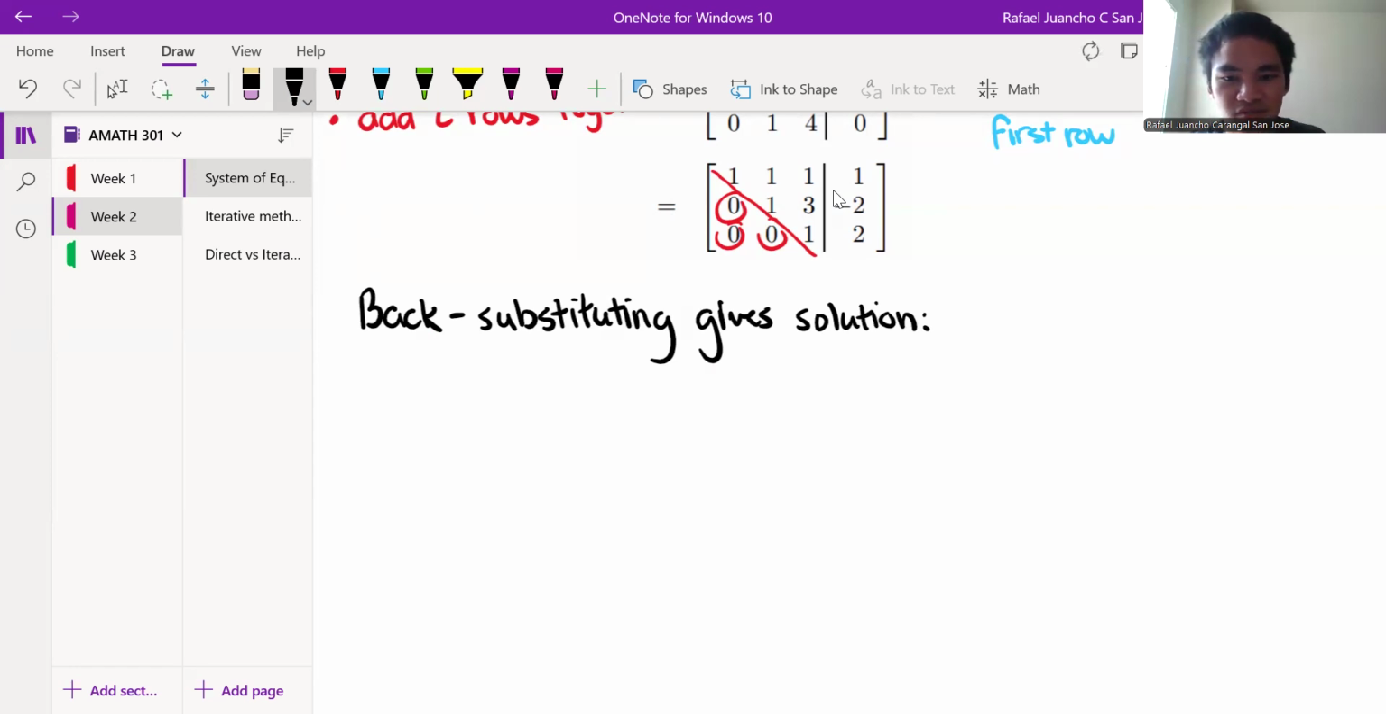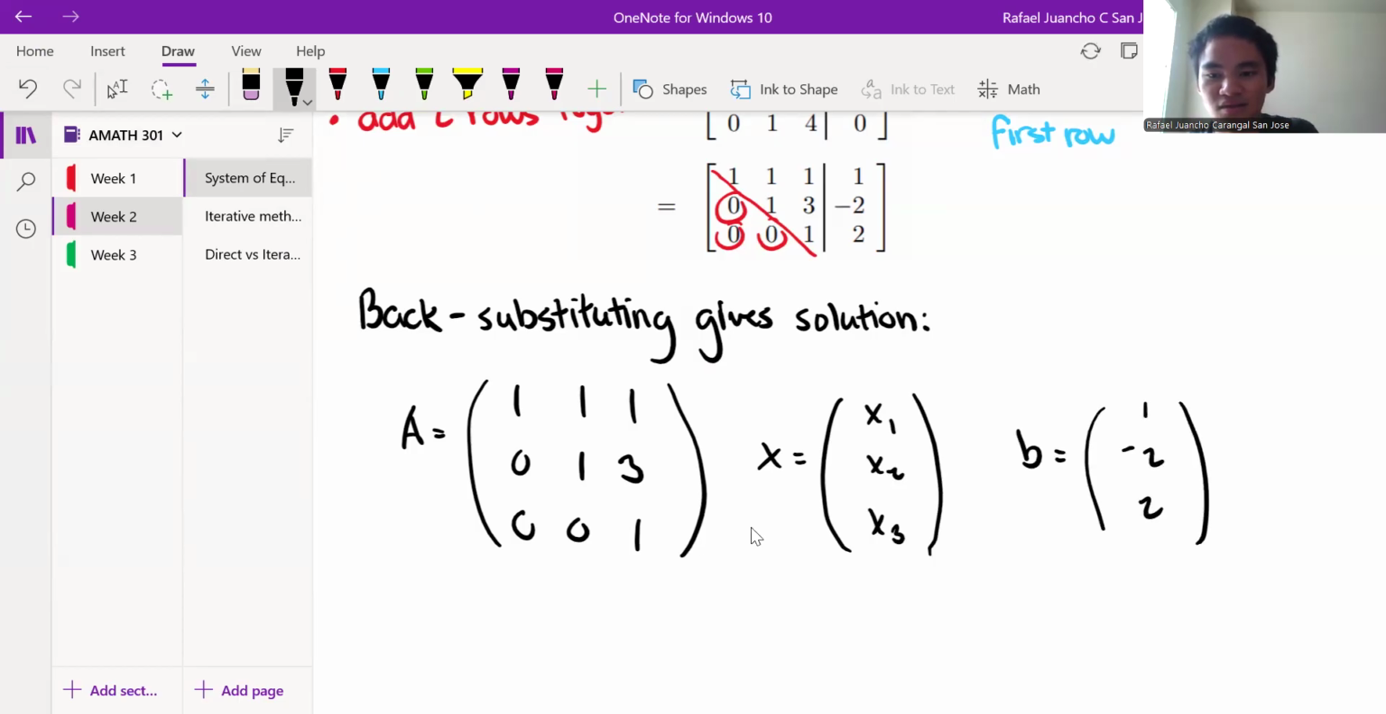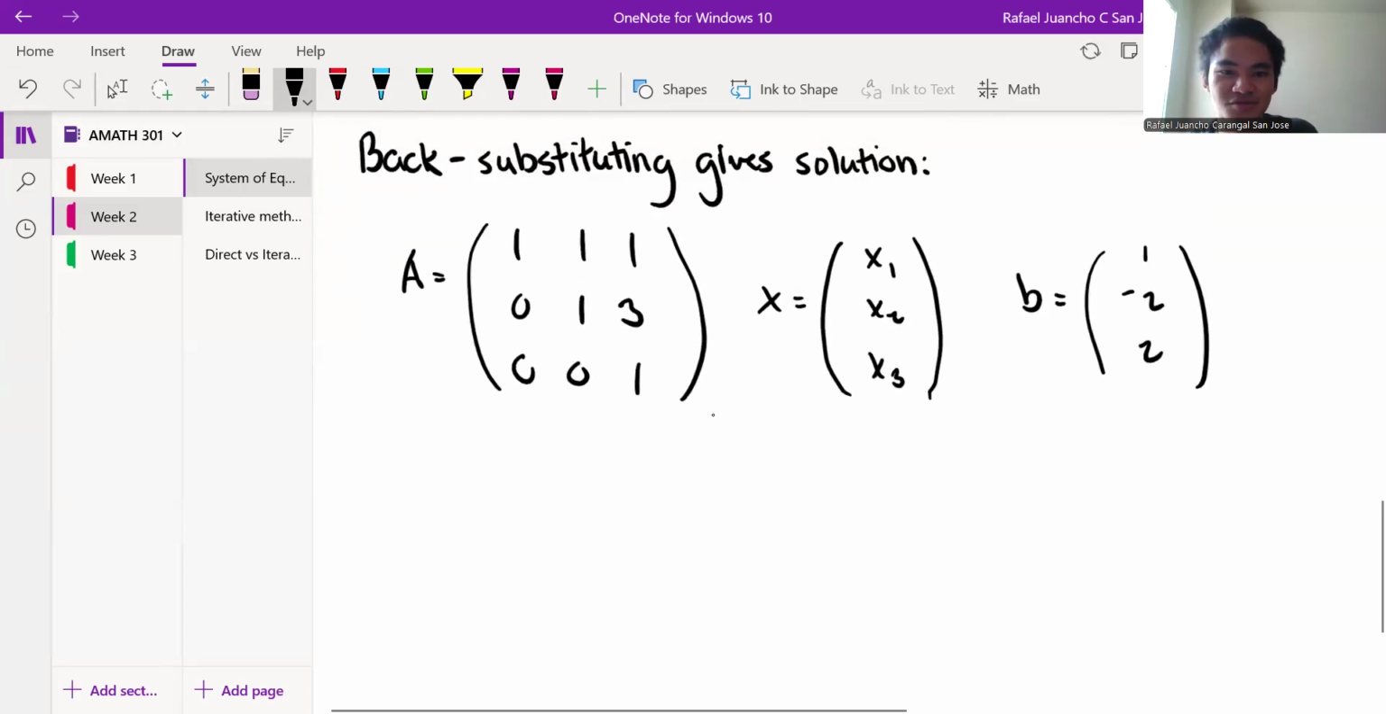So what do I mean by back substituting? From this matrix and vector, our A is now 1, 1, 1, 0, 1, 3, 0, 0, 1. Our x vector is still the same, x1, x2, x3. And our b vector, as a result, has also changed: 1, -2, and 2. And so the back substitution that I was saying is, well, we back substitute.